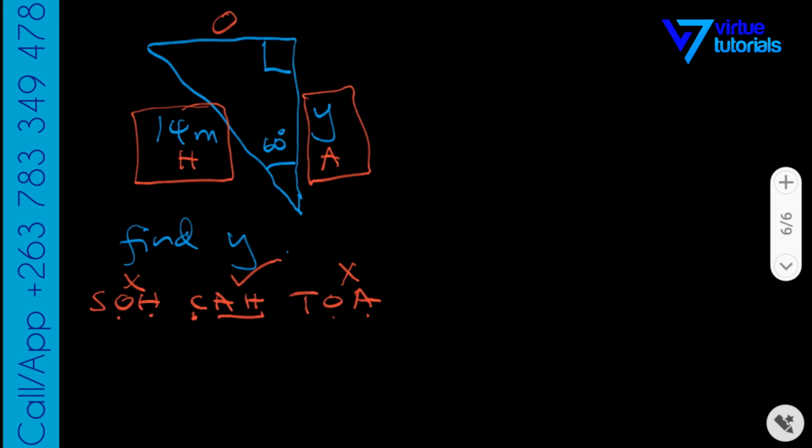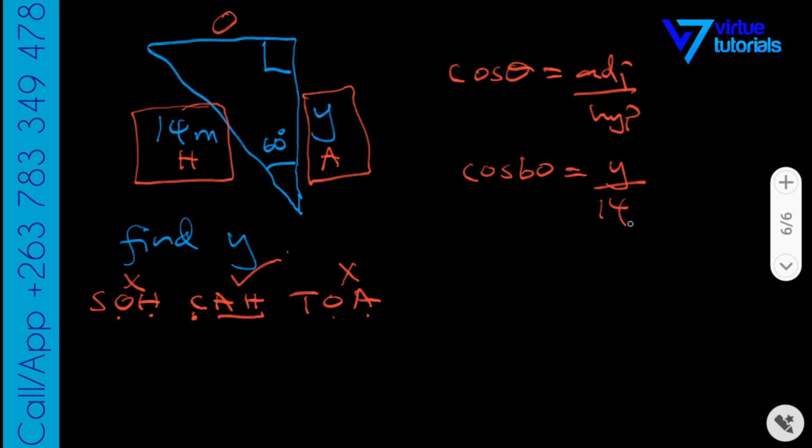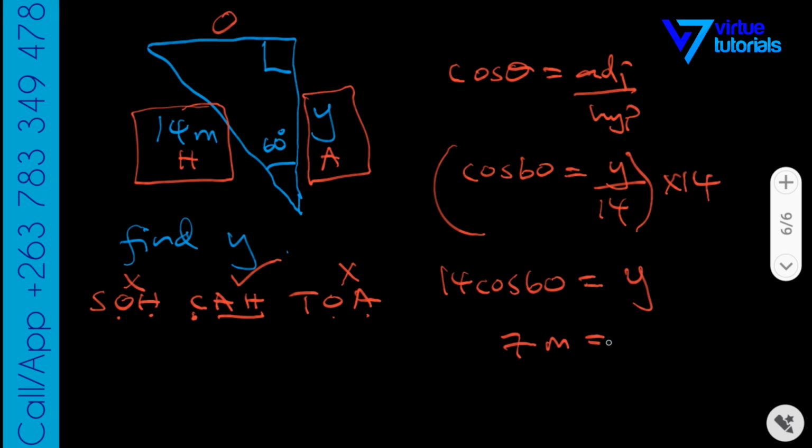So we write it: cos of theta is equal to adjacent over hypotenuse. So cos of 60 is equal to adjacent y over hypotenuse 14. Now this is a simple equation again. If you want to find your y, you have to multiply both sides by 14. So 14 cos 60 is equal to y, which gives you 7 meters.